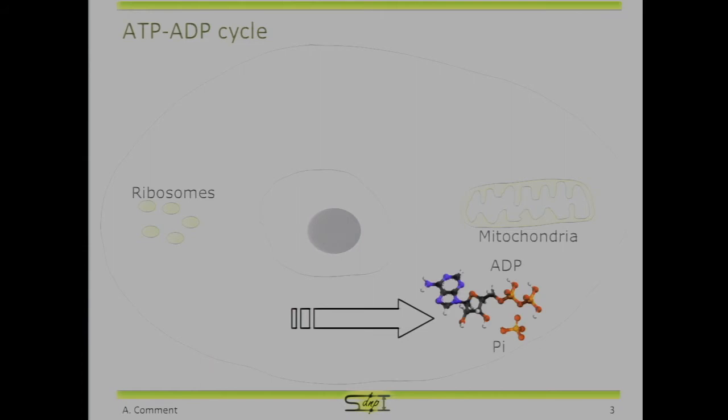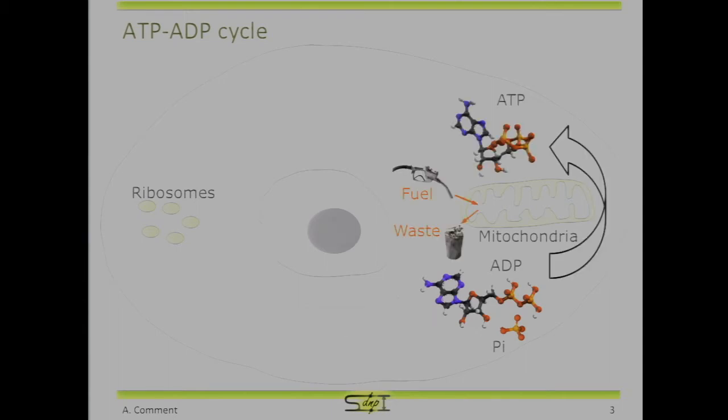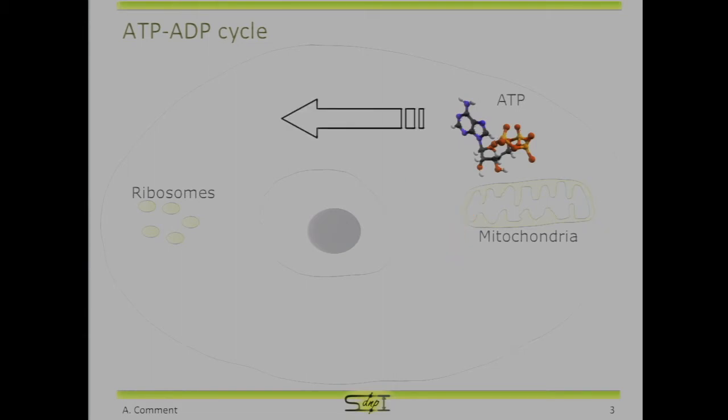Once this is done, this molecule of ADP and this phosphate, or inorganic phosphate, can diffuse inside the cell and will eventually find itself next to a mitochondria, which is a little organelle that will actually use fuel that you are feeding your body with to rebuild ATP. All right, so that's going to use fuel and make some waste in the meantime. And eventually, you will go back through the cycle and diffusion and go back to your ATP.